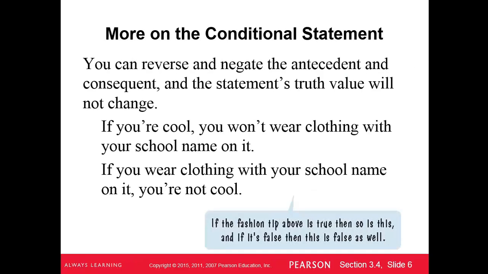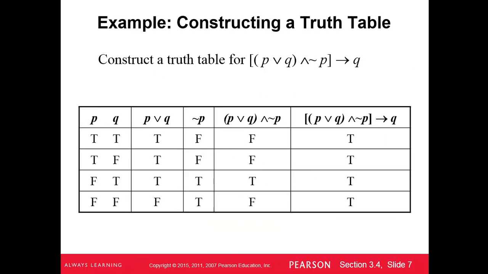Now, if you reverse and negate the antecedent and consequent, the statement's truth value will not change. So, in other words, if you negate both P and Q and turn the order around, you still get the same value, and that's what they're proving here in this table. It's worth your time to sit and work through this. First we do P or Q in the parentheses, then we find not P, and we combine those two columns with an and. Remember, with the conjunction, the only time your answer is true is when they're both true, so we only have one row where they are both true.